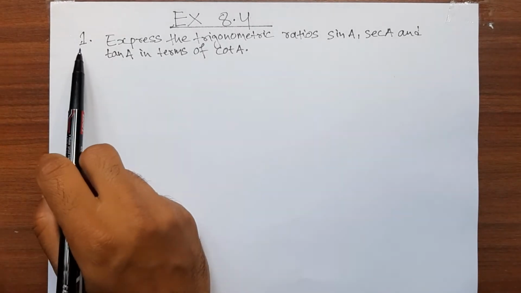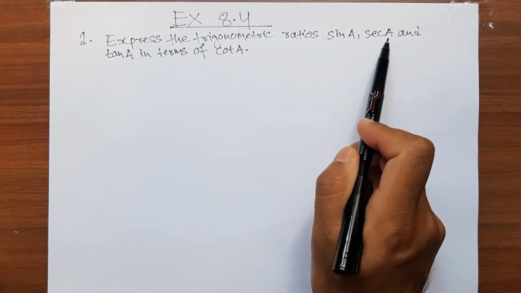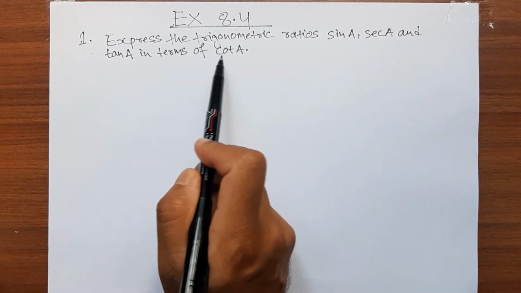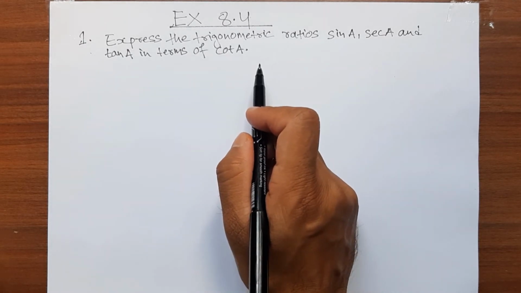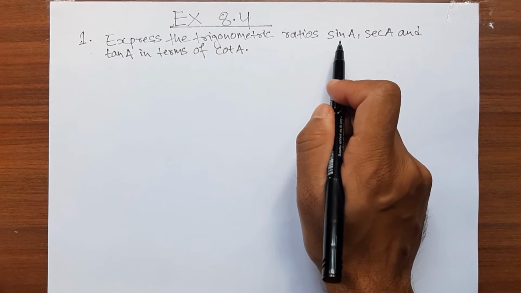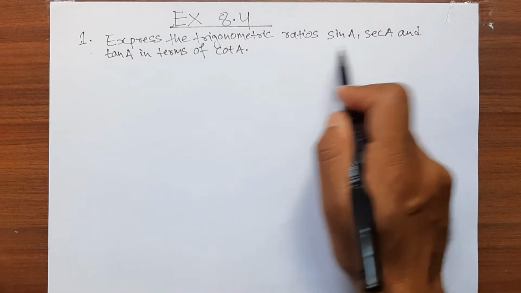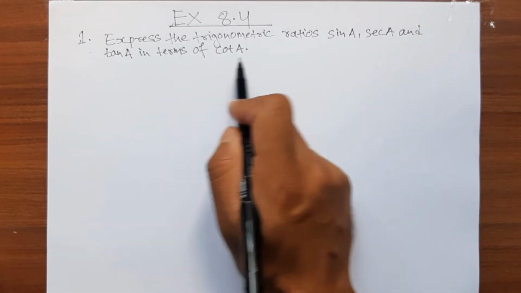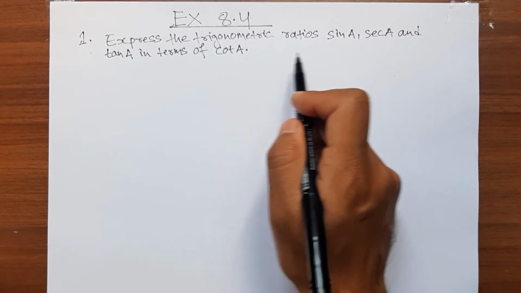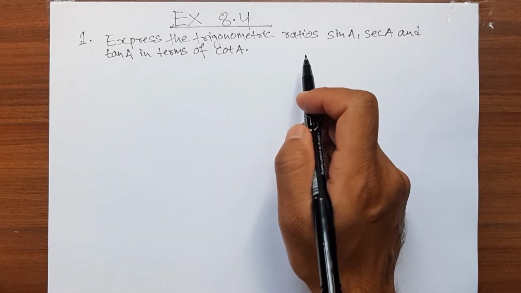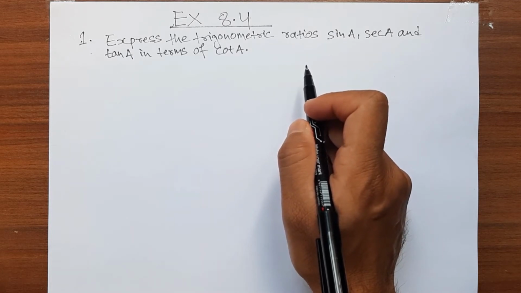Question number 1 reads: express the trigonometric ratios sin A, sec A and tan A in terms of cot A. So in this question we have to express sin A in terms of cot A, sec A in terms of cot A, and tan A in terms of cot A. To express these trigonometric ratios in terms of cot A, we need some trigonometric identities.